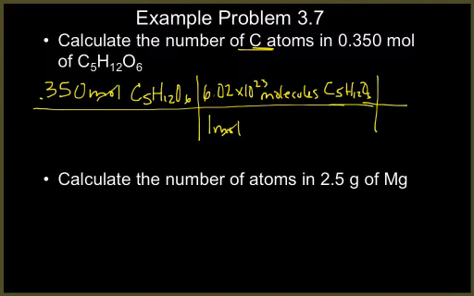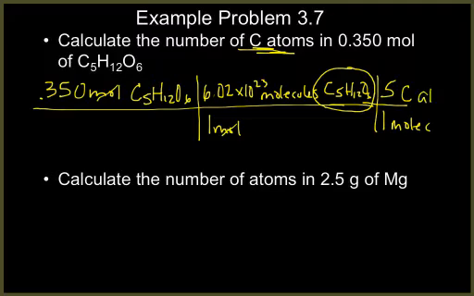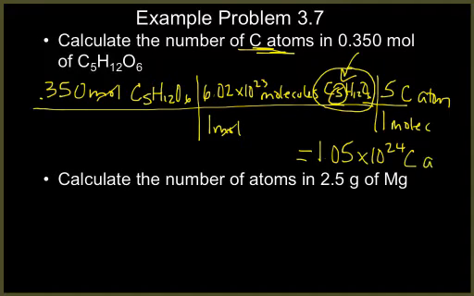Now, if it only asked for molecules, we'd be finished at this point, but we want to know how many carbon atoms. So now we're going to look at the particular formula for this substance, and we're going to say for every 1 molecule of that substance, there are 5 carbon atoms. And that comes from this number right here. So there's 5 carbons within that whole molecule. So just like before, you multiply across, divide top to bottom. If we go ahead and do this calculation, we end up with 1.05 times 10 to the 24th carbon atoms.